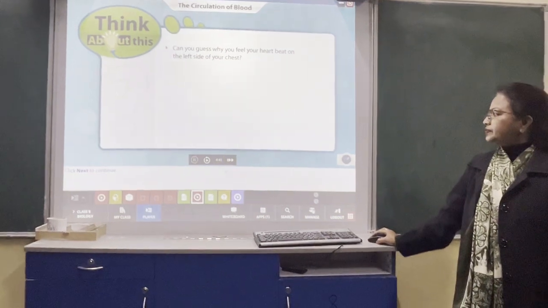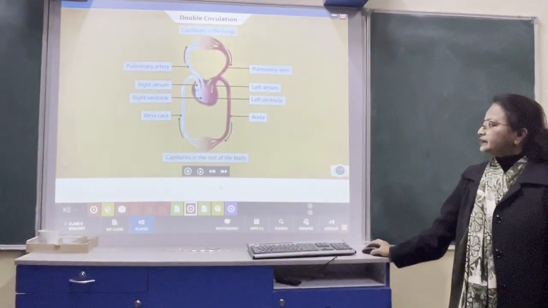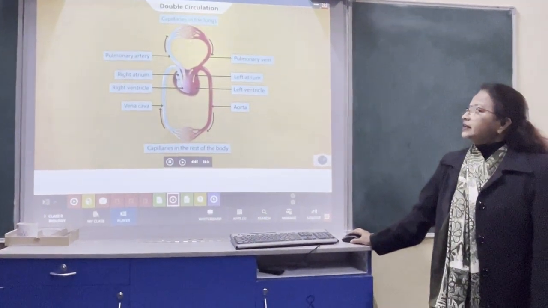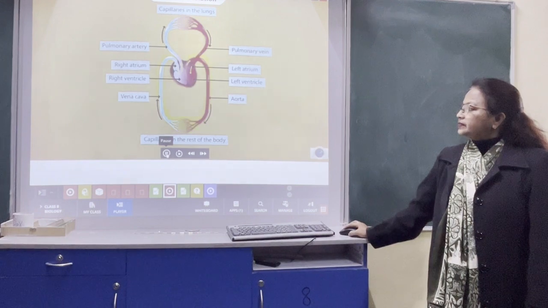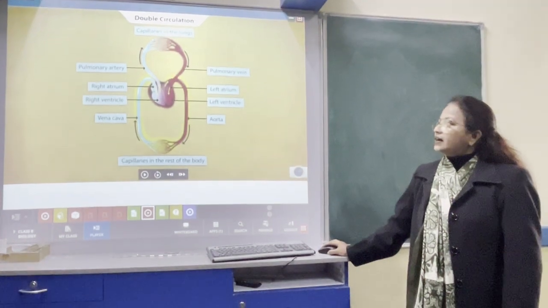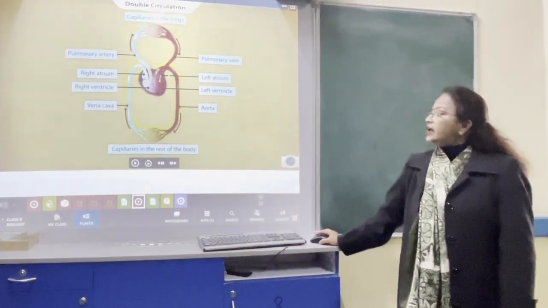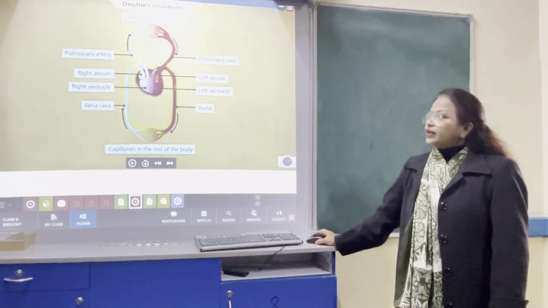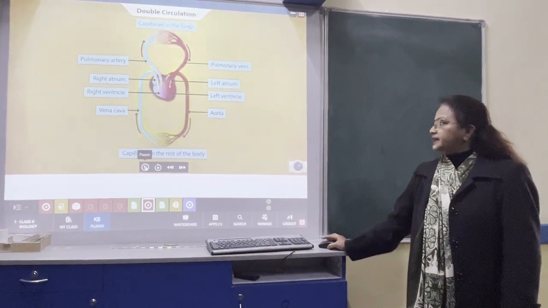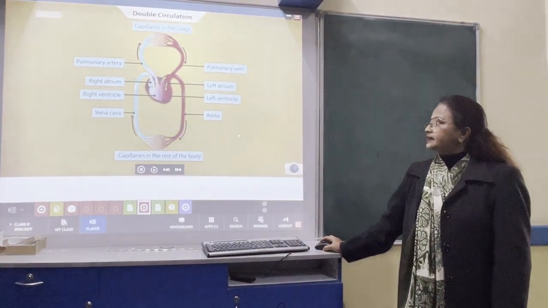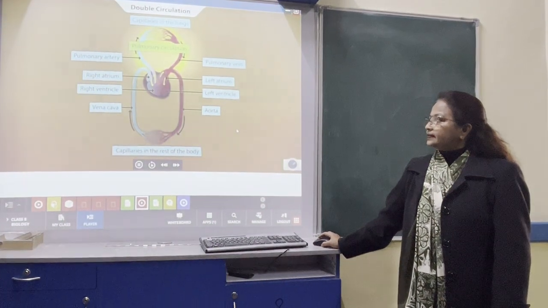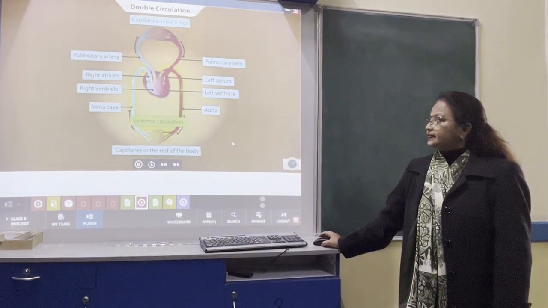Now, let's look at the bigger picture of blood circulation in our body. This is the double circulation in the heart shown here. You will see that blood circulates through the heart twice. We see that blood is circulating from the lungs to the heart and from the heart to the lungs. This is pulmonary circulation, and from the heart to the body and back to the heart, this is known as systemic circulation. That is, the heart has a double circulation, pulmonary circulation and systemic circulation.